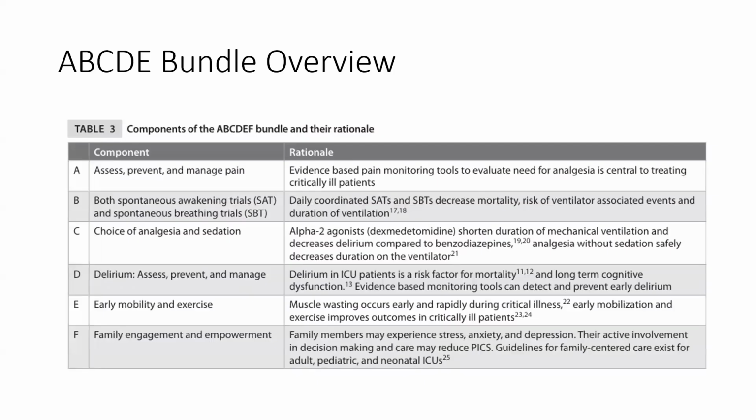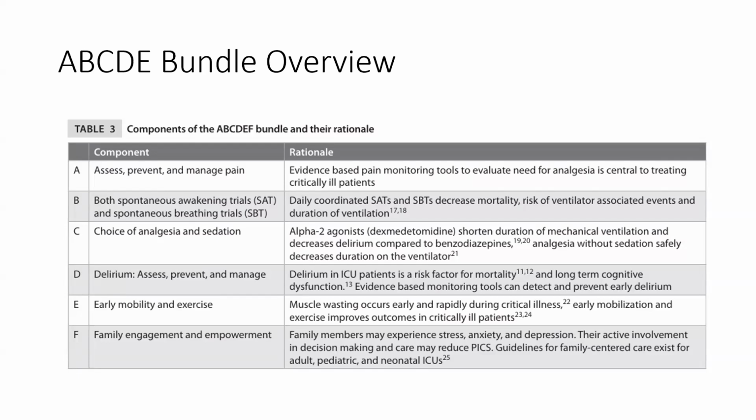Then, ABCDE bundle overview. The A is assess, prevent, and manage pain. The rationale is that evidence-based pain monitoring tools evaluate the need for analgesia. It's central to treating critically ill patients. Then B is both spontaneous awakening trial and spontaneous breathing trial. Daily coordinated spontaneous awakening trial and spontaneous breathing trial decrease the mortality risk of ventilator-associated events and the duration of ventilation. Then C, choice of analgesia and sedation.